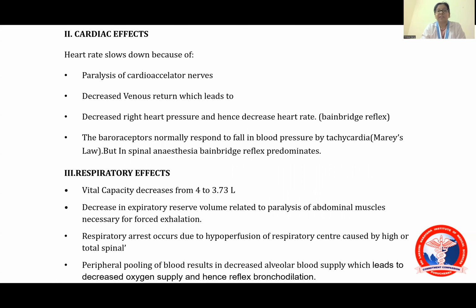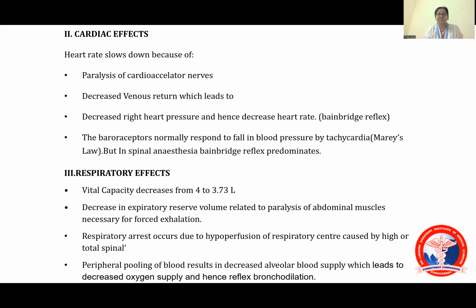Next effects are cardiac effects. Heart rate slows down. Why? Because of paralysis of cardioaccelerator nerves, decreased venous return, which leads to decreased right heart pressure and hence decreased heart rate. This is basically the Bainbridge reflex. Normally, baroreceptors respond to a fall in blood pressure by tachycardia, Marey's law. But in cases of spinal anesthesia, the Bainbridge reflex predominates. So hypotension is not accompanied by tachycardia. Instead, hypotension along with bradycardia occurs as a side effect of spinal.